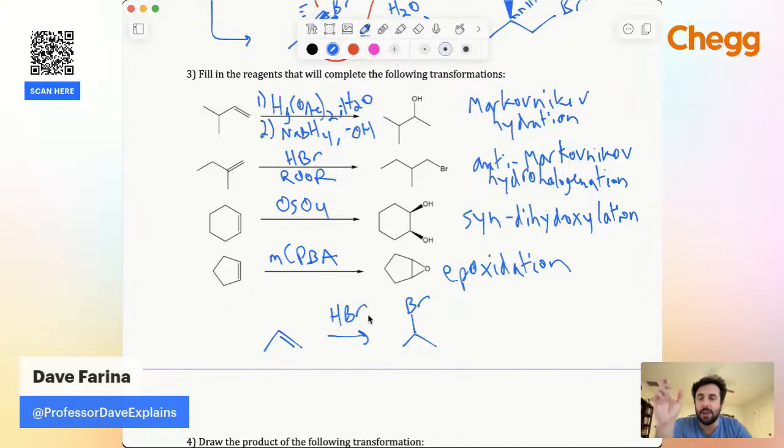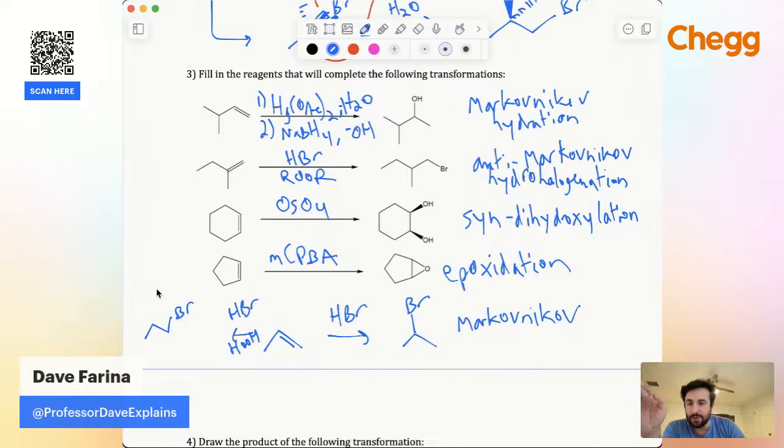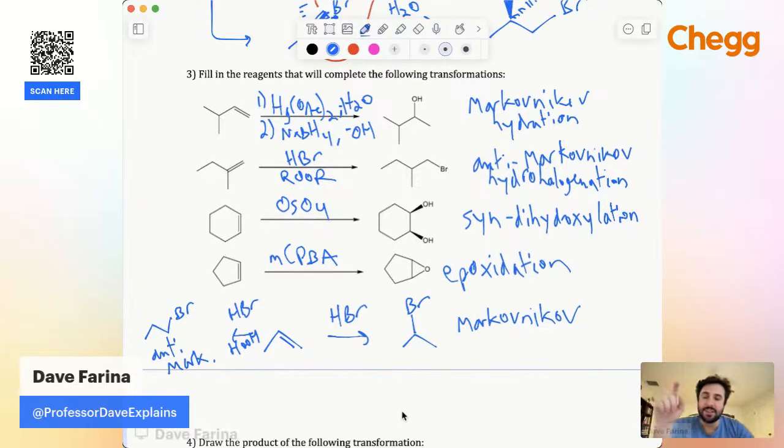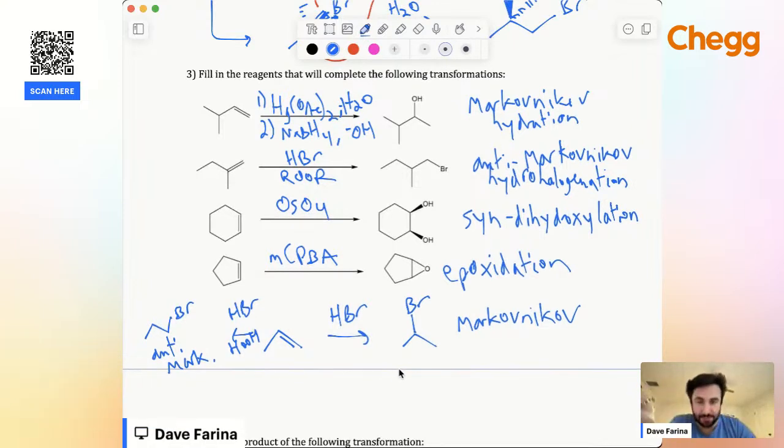When you have the incoming group, in this case the bromo group, going to the more substituted carbon that was participating in the pi bond, that is Markovnikov regiochemistry. That is, in this case, regiospecificity for the Markovnikov addition product. If you had HBr and peroxides, that would give you the anti-Markovnikov product because the bromine has gone to the less substituted carbon.